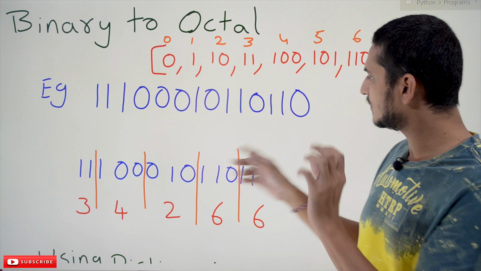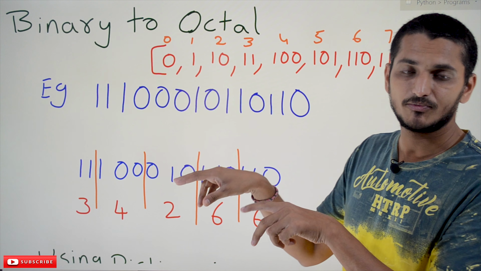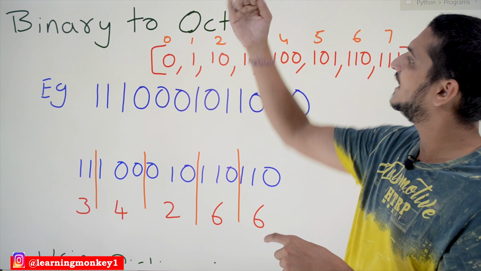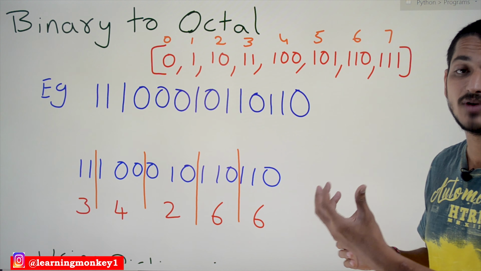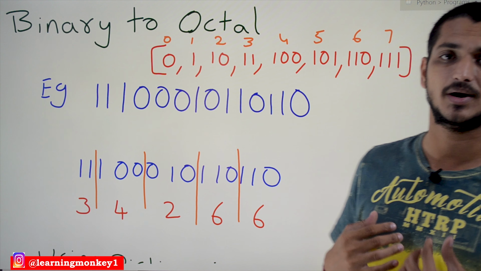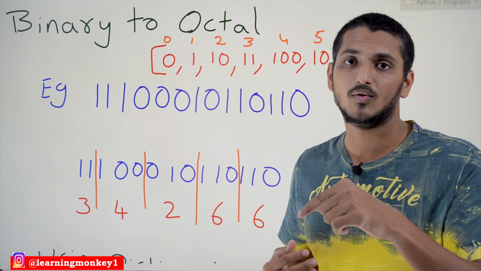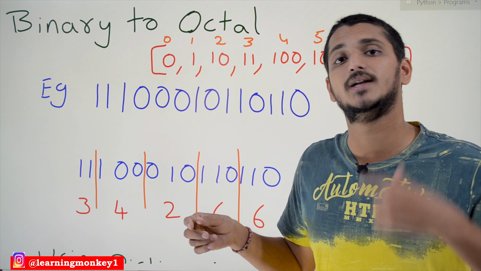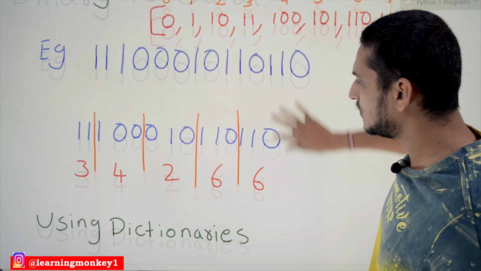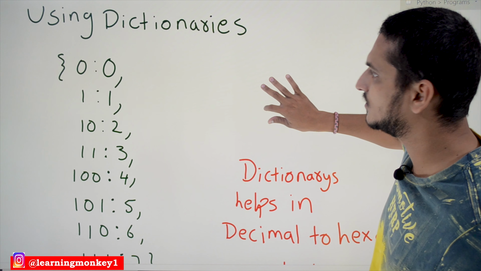Send our binary number into the index of method. Index of will give the index value, which means those index values are taken as octal numbers. The same thing we are using here with a list, we can use with a dictionary also. Let's try to understand how we use dictionaries.